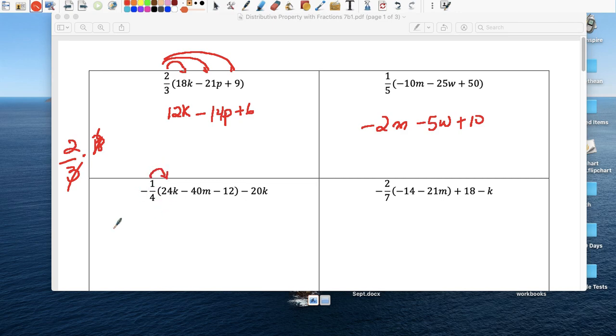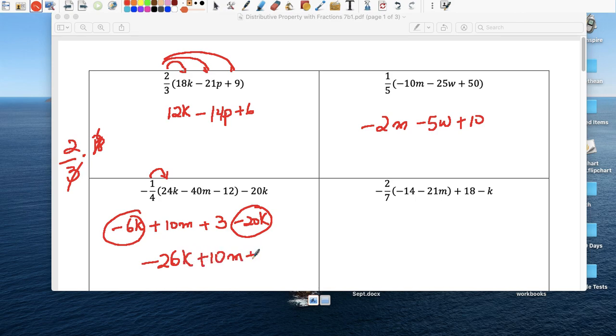Again, negative and positive, so 1/4 of 24 is negative 6k. Negative and negative is positive, and 1/4 times 40 is 10m. 1/4 of 12 is negative, and a negative again is a positive, and 1/4 of 12 is 3. And then the minus 20k does nothing. So combine like terms, we're combining this guy and this guy because they're alike. That gives me negative 26k plus 10m plus 3.